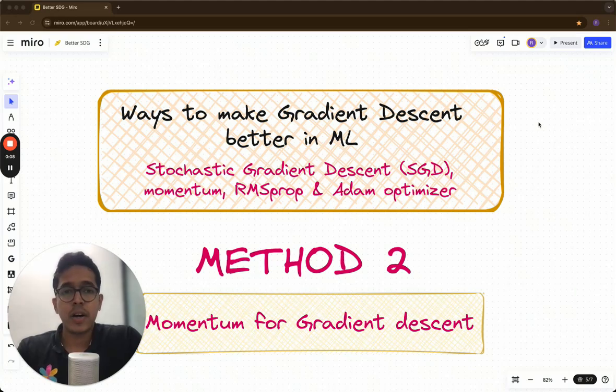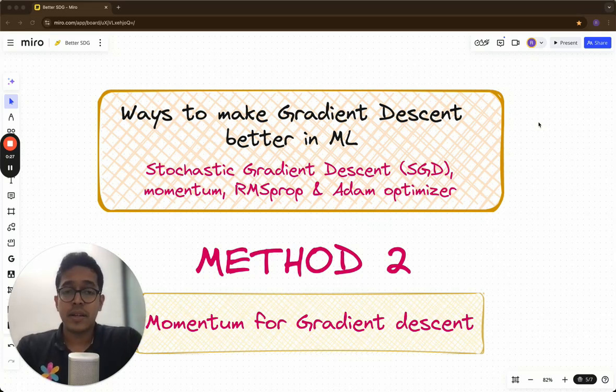This module is part of the course Foundations for Machine Learning, and today we'll be looking at momentum to make better gradient descent. In this module, we have been looking at various ways to implement gradient descent. In the previous lecture, we looked at stochastic gradient descent, and today we'll be covering momentum.